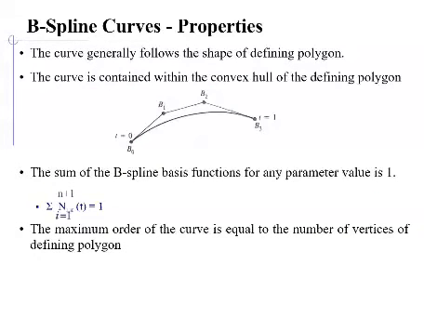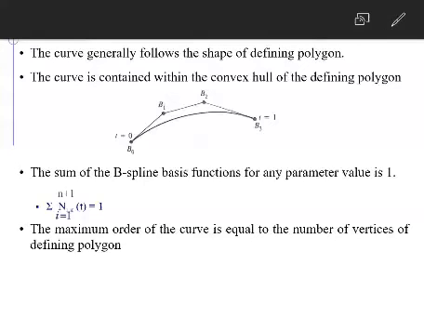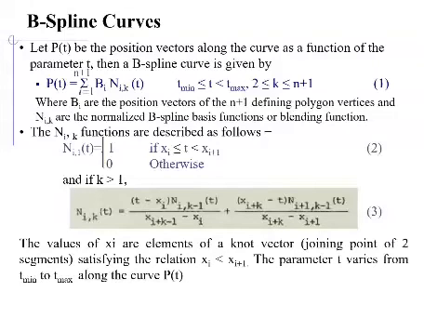Next, the curve generally follows the shape of the defining polygon. So here it is shown, which means the curve is contained within the convex hull of the defining polygon. If we consider this is the convex hull P1, P2, P3, P4, then the shape is always within the convex hull of this polygon. The sum of the B-spline basis functions for a parameter value is always 1. That we have seen in the Bezier curve also with one example.